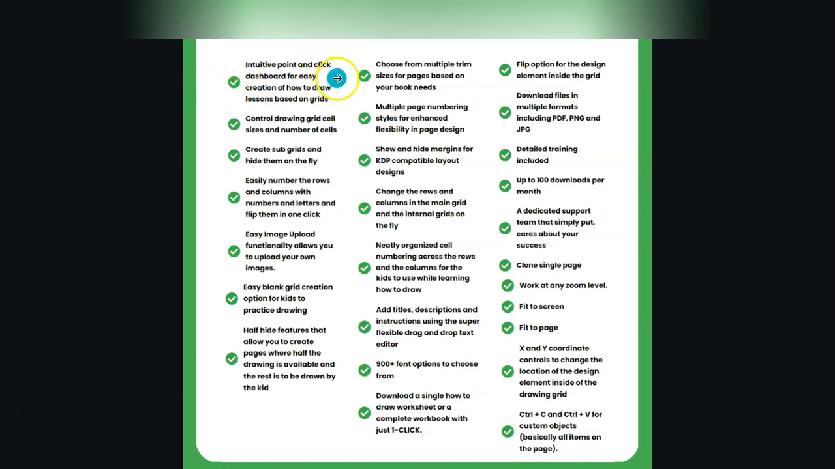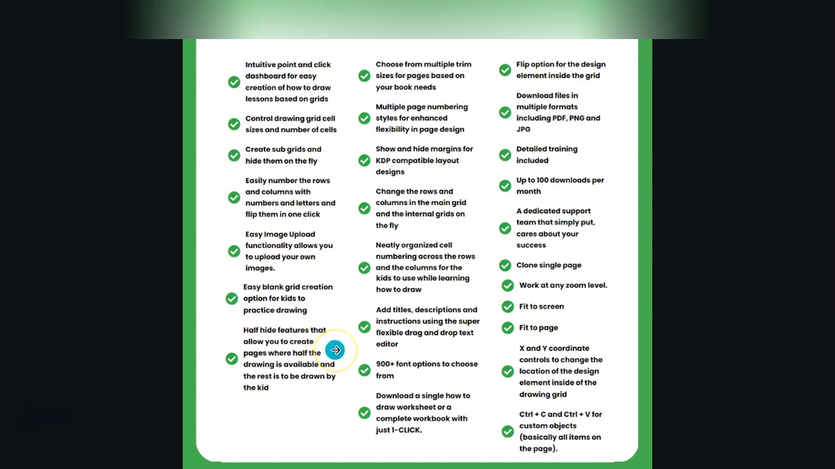Intuitive point and click dashboard for easy creation of how to draw lessons based on grids. Can control drawing grid cell size and number of cells, create subgrids and hide them on the fly. Easily number the rows and columns with numbers and letters and flip them in one click. Easy image upload functionality allows you to upload your own images. Easy blank grid creation option for kids to practice drawing.